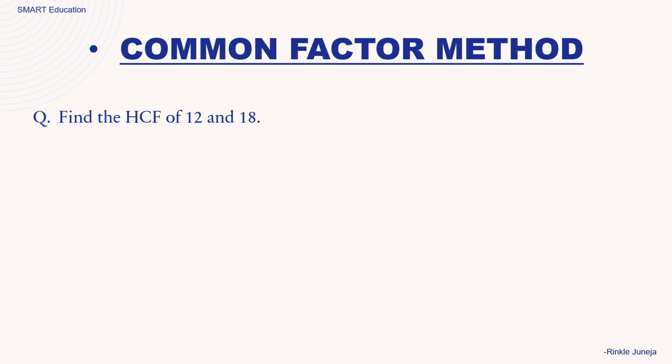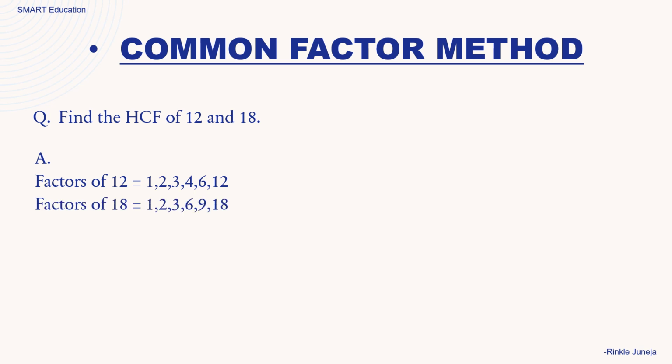Let's find the HCF of 12 and 18. Now, it's common factor method. That means first we need to find the factors of the two numbers, then their common factors, and then their HCF. So first step is to find their factors. Factors of 12 are 1, 2, 3, 4, 6, and 12. And factors of 18 are 1, 2, 3, 6, 9, and 18. If you don't remember how we used to find the factors, please watch the previous video.